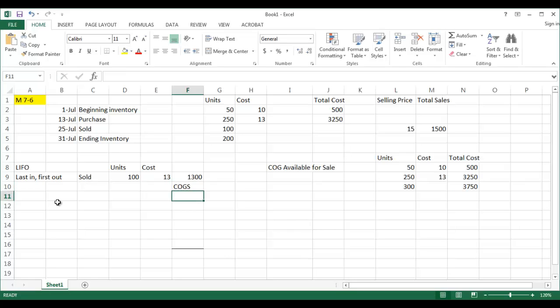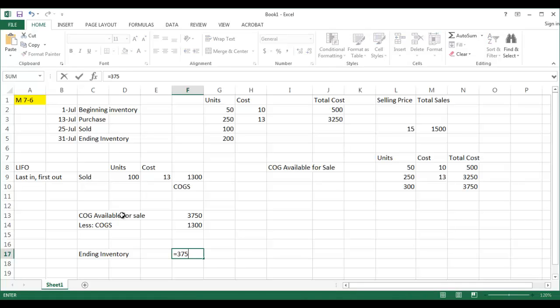I can determine the ending inventory in one of two ways, just as I did with FIFO. I can back into it by taking my cost of goods available for sale, which we already figured was $37.50, less my cost of goods sold of $1,300, and that means my ending inventory, the difference between those two, $37.50 minus $1,300, is $24.50.